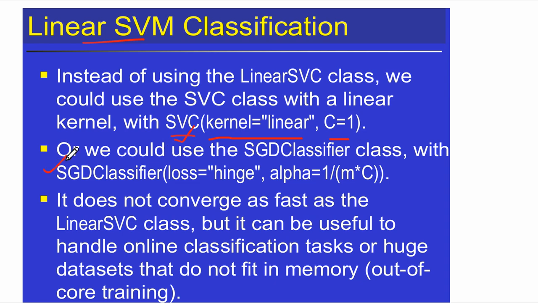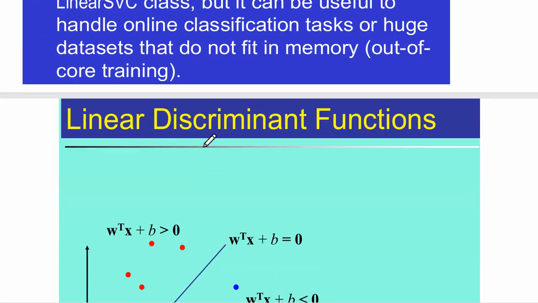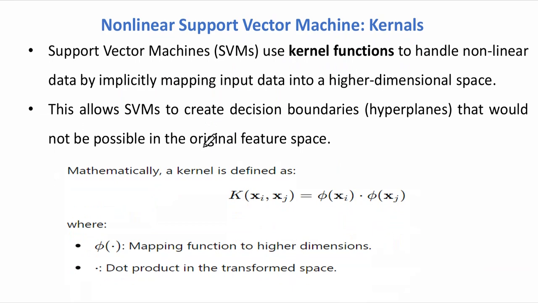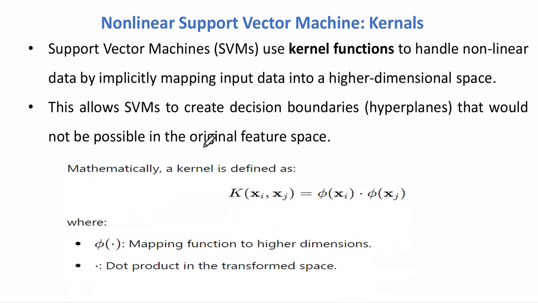Another approach to implementing the linear SVM classification is using SGDClassifier, that means the stochastic gradient descent classifier. We may also use this function to implement the linear SVM classifier. So those are three different ways to implement the linear SVM classification. Hope everyone understood how to implement the linear SVM.